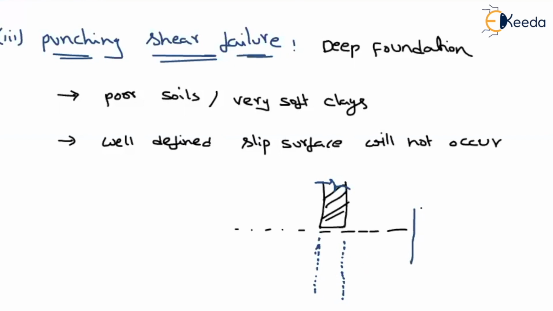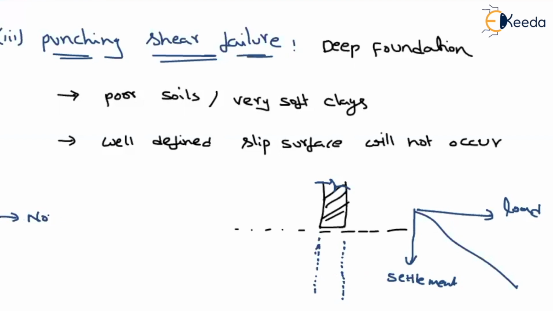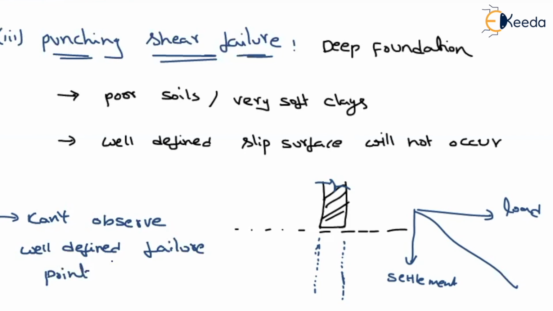So if you draw the load versus settlement curve, the settlement curve will be like this. There will not be any well-defined failure point. Okay. We cannot observe a well-defined failure point. That's it, you have to remember this corresponding to the punching shear failure. So this again we will discuss in the deep foundation chapter.